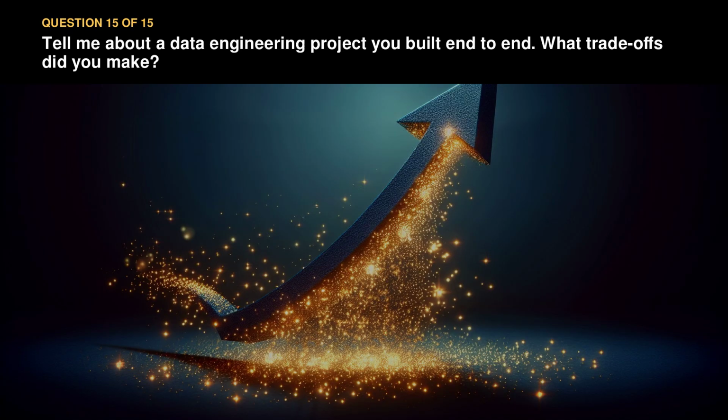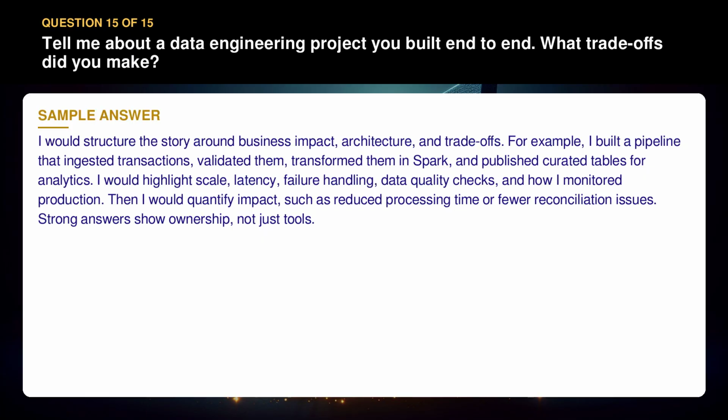Question 15. Tell me about a data engineering project you built end-to-end. What trade-offs did you make? I would structure the story around business impact, architecture, and trade-offs. For example, I built a pipeline that ingested transactions, validated them, transformed them in Spark, and published curated tables for analytics. I would highlight scale, latency, failure handling, data quality checks, and how I monitored production. Then I would quantify impact, such as reduced processing time or fewer reconciliation issues. Strong answers show ownership, not just tools.